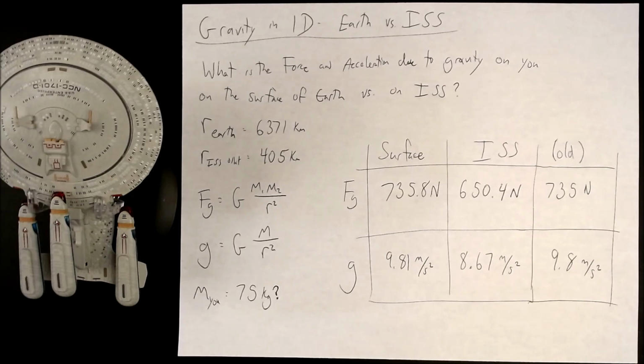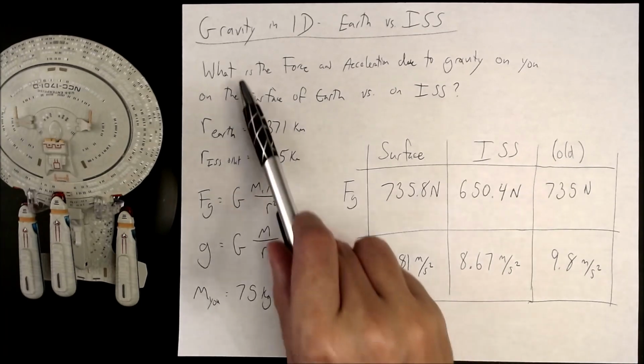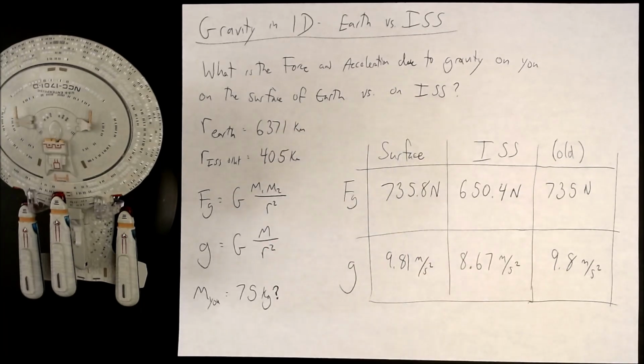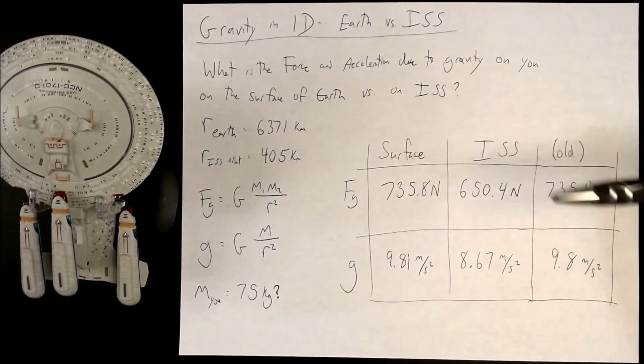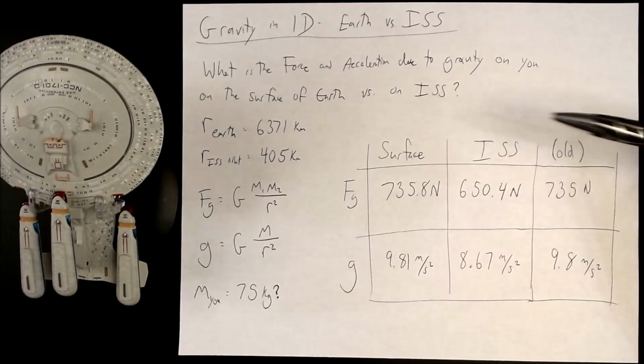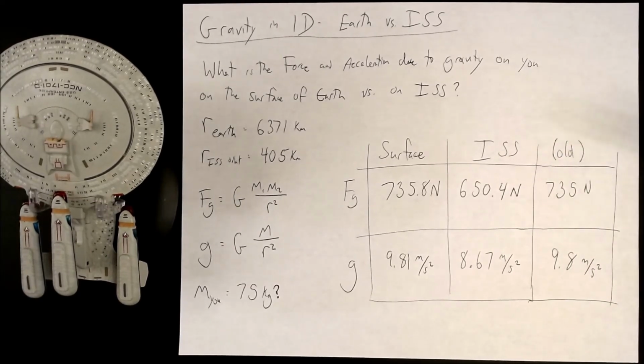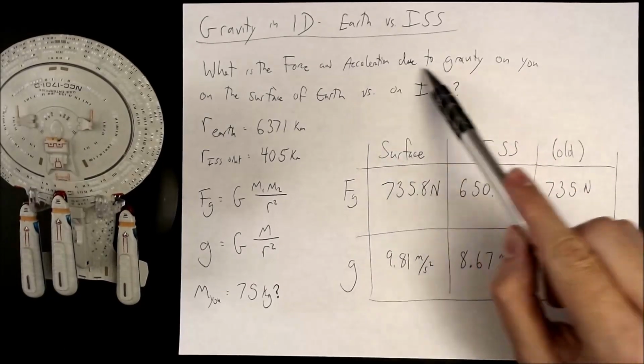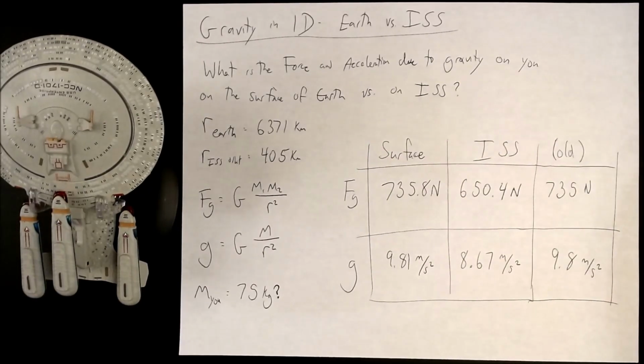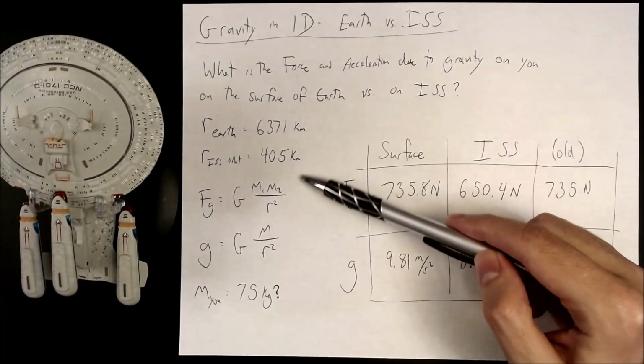Here is the first kind of question that I can give you. It's plug and chug though, so there's not much to it. What is the force and acceleration due to gravity on you on the surface of the Earth versus you on the International Space Station? So what is the force of gravity on you when you're on the surface of the Earth versus what is the force of gravity on you when you're on the ISS, International Space Station, and again with acceleration due to gravity instead of force. I give you some constants.